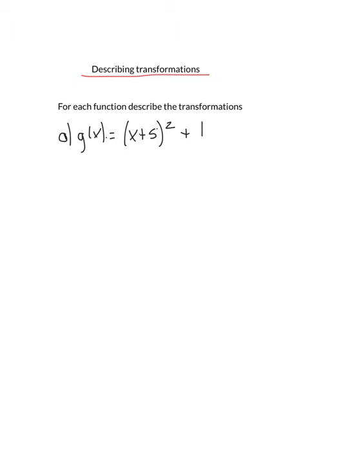The last example that we're going to be going through today is describing transformations that are taking place. I'm also going to be talking about what kind of base functions we're dealing with, just because it's a really good habit to start thinking about that, even if the question doesn't specifically ask you for that. So for each function, describe the transformations. Here's A: g of x is equal to (x plus 5) squared plus 1.